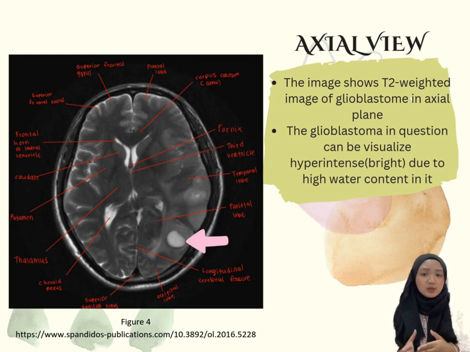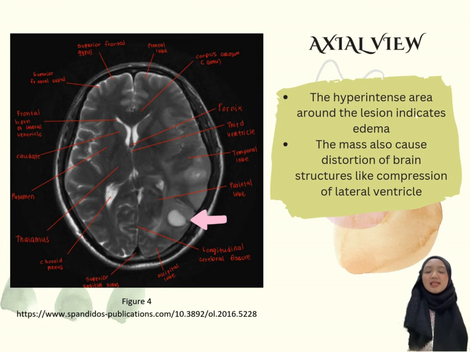So the glioblastoma appears bright or hyperintense due to the high water content of the tumor. Next, we can also see from the image that surrounding the lesion, there is hyperintensity as well, indicating that there's an extensive edema surrounding the glioblastoma. Other than that, the lesion also causes some distortion of some structures of the brain. Like you can see in the image, there is a compression of the lateral ventricle at the affected side of the brain.